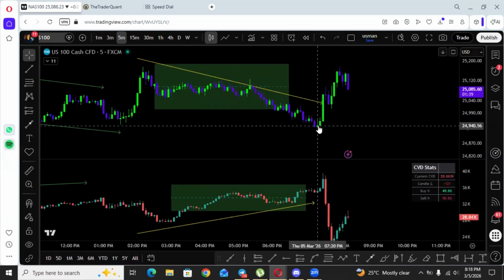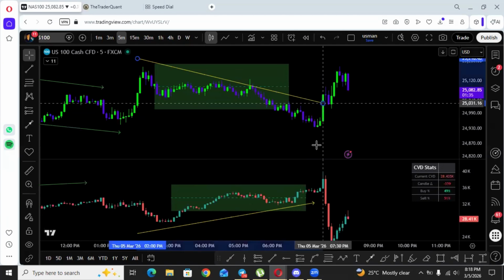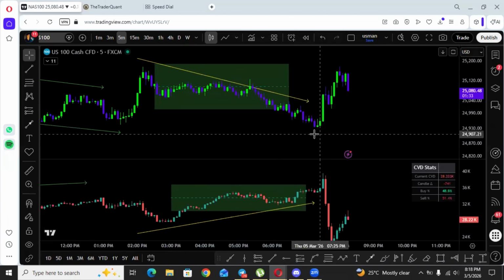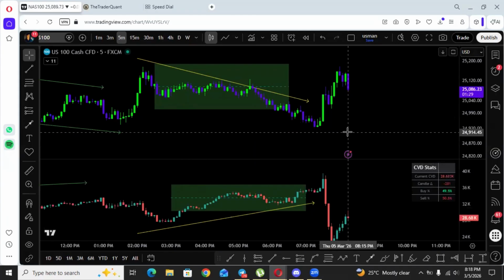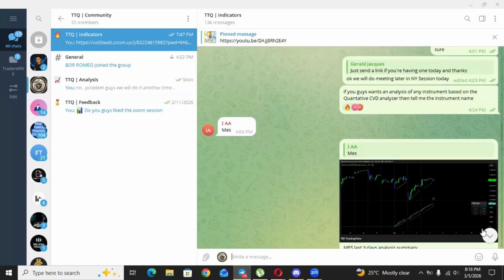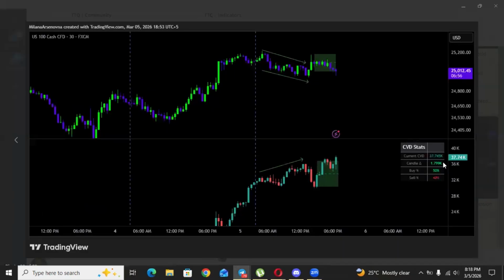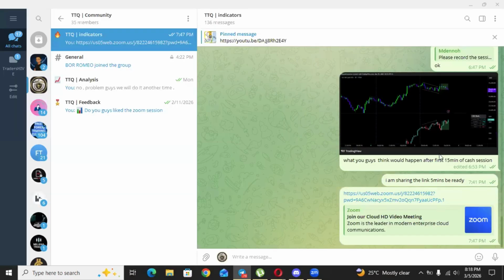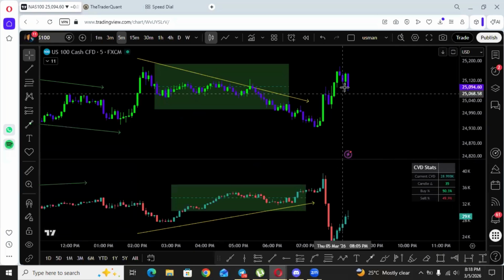when the US cash session started, initial volume balance, I posted a message in the group sharing the picture asking what you guys think will happen in the first 15 minutes of the cash session. Here is my message, here is the picture. Prices were moving down, institutions were taking their buying positions, and I told you guys to think about what will happen after the first 15 minutes of the cash session. So what happened? Prices went up.